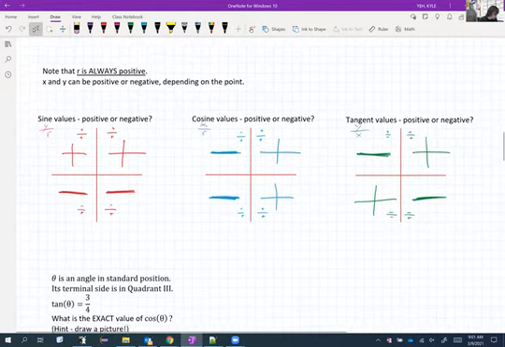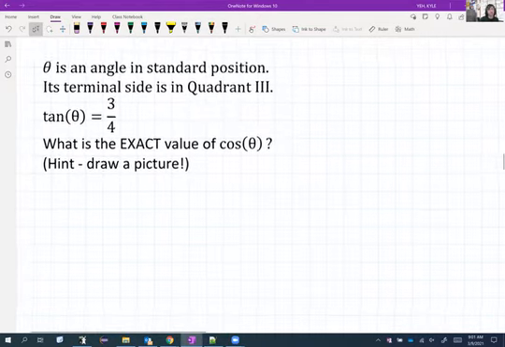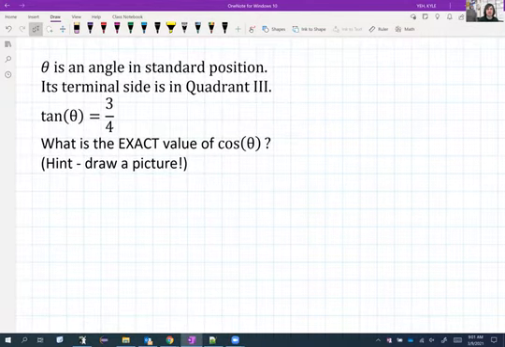One more kind of coordinate plane problem before we get to something called the unit circle that's going to change your life as you know it. But right now, take a look at this problem. It says theta is an angle in standard position. Its terminal side is in quadrant 3. Tan of theta equals 3/4. And what is the exact value of cosine theta? And my hint there is draw a picture, which I'm always a fan of.